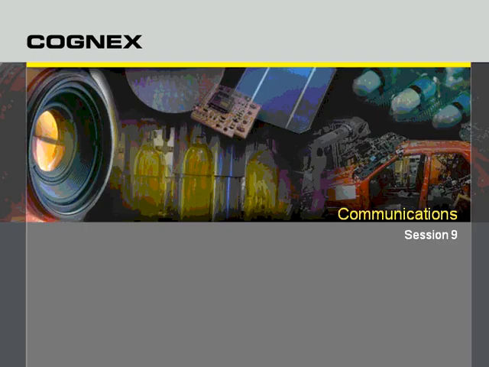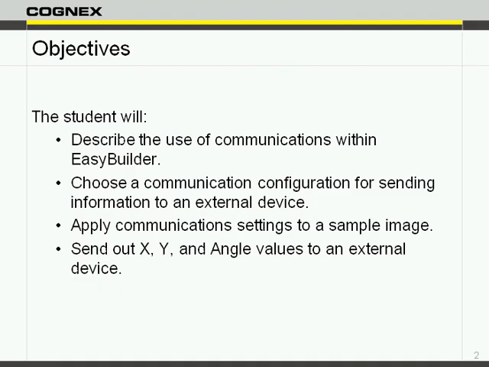So let's get started. Again, during this section, we're going to describe how to use communications within EasyBuilder. We're going to go through several different types of communication. Like I said, I'm going to give you a demo. And we're also going to send out X, Y, and angle values to an external device, which is what you would normally send to a robot.